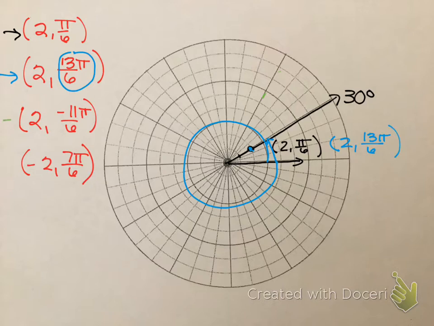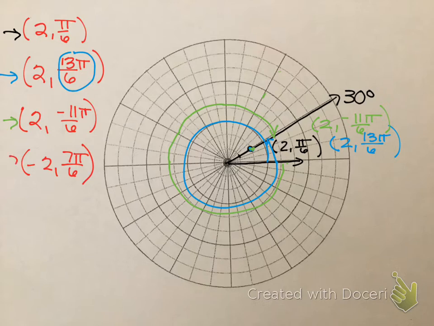Now let's graph 2, -11 pi over 6. -11 pi over 6 means I am not rotating counterclockwise. I'm rotating clockwise. So from my initial side of my angle, I am rotating 6 pi over 6, 7 pi over 6, 8 pi over 6, 9 pi over 6, 10 pi over 6, 11 pi over 6. And I am counting out 2 concentric circles. So the point 2, -11 pi over 6 is also at that same location.